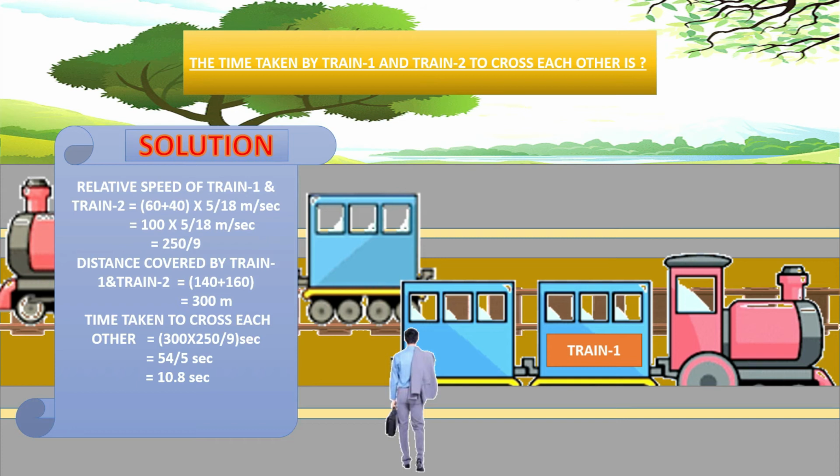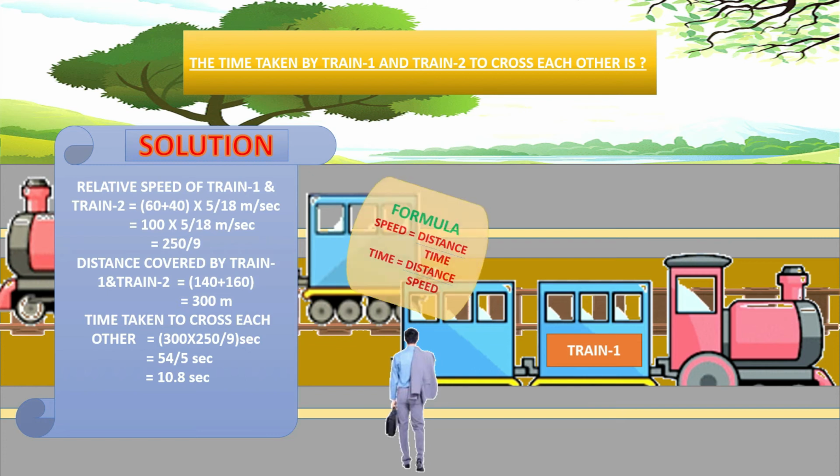And the next thing we are going to find is the total distance covered by train 1 and train 2. As we know, the distance covered is equal to the length of the trains. So 140 plus 160 is equal to 300 meter. This is the total distance covered by train 1 and train 2. We are going to find the time taken to cross each other.